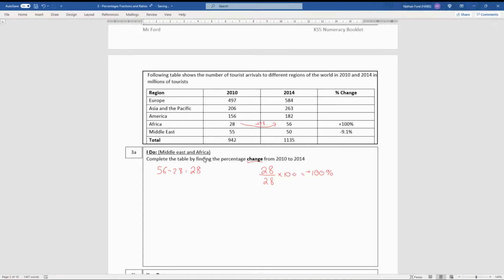Let's look at the next one, for the Middle East. How much has it changed? It has started here and gone to there. I don't have to do any maths here because I can do this in my head, but you can figure it out. It's gone from 55 to 50. It has gone down 5. So it's decreased, so we're going to put a minus because it's decreased by 5.